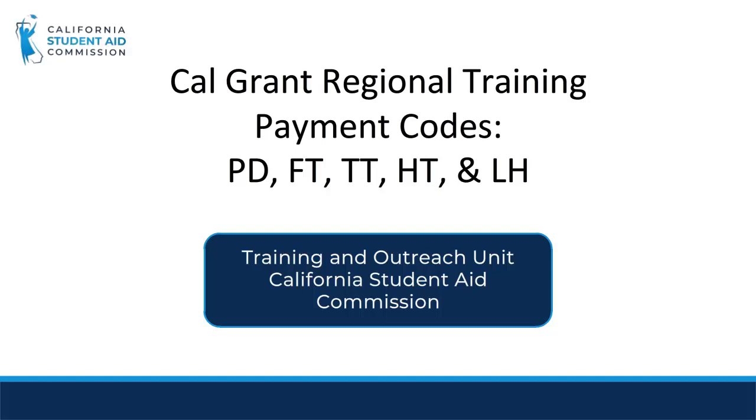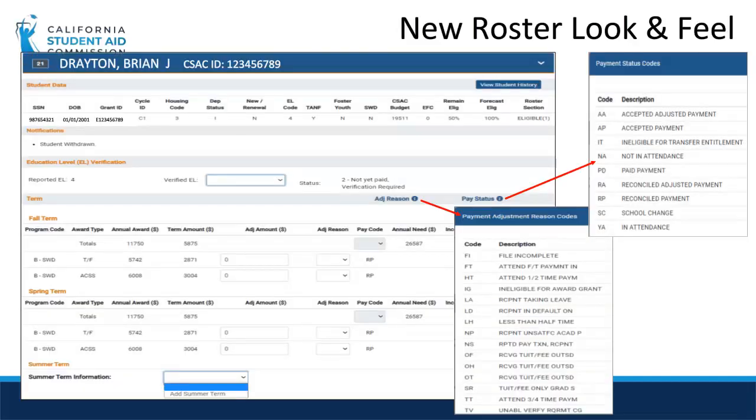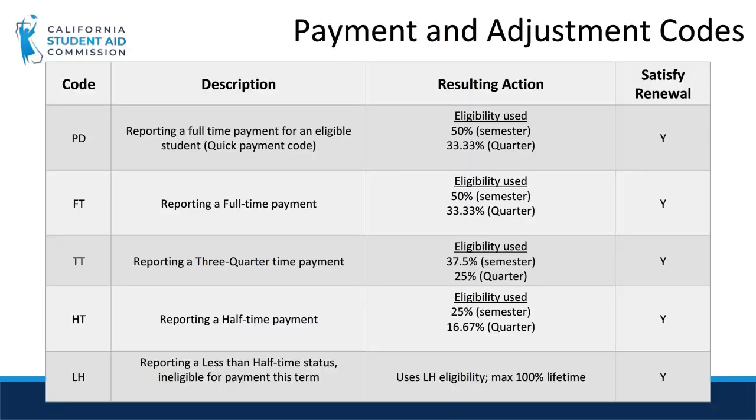In this short training video, we are going to discuss administering the Cal Grant and some of the more commonly used payment and adjustment codes in greater detail. You can find all adjustment and payment codes on the landing page of the roster by clicking on the information icon. These are the most commonly used payment and adjustment codes: paid, PD, full-time, FT, three-quarter time, TT, half-time, HT, and less than half-time, LH. All of these codes will satisfy renewal. I will go over more of these in the next couple of slides.